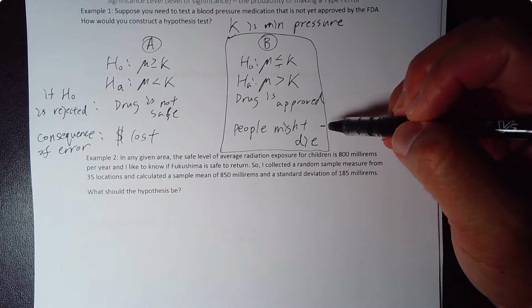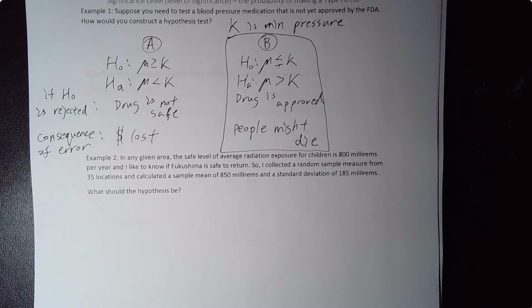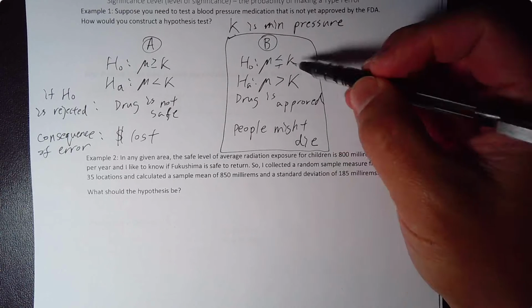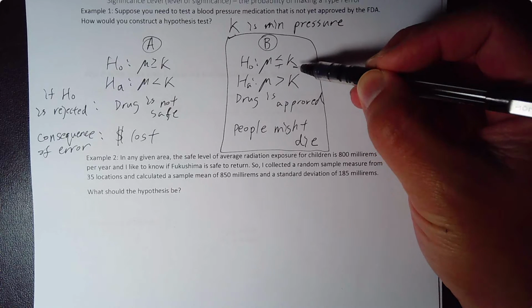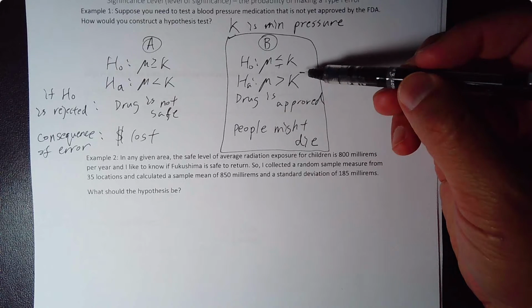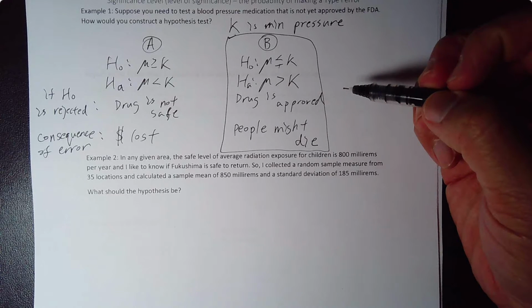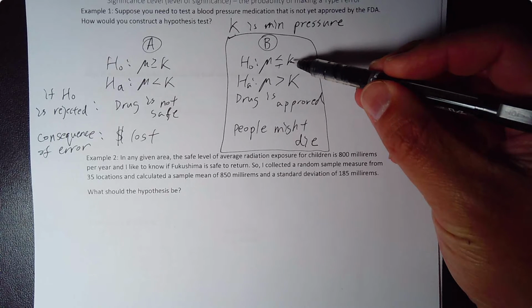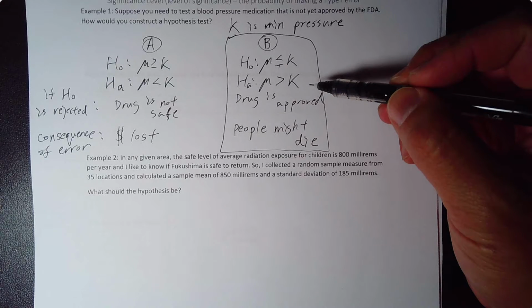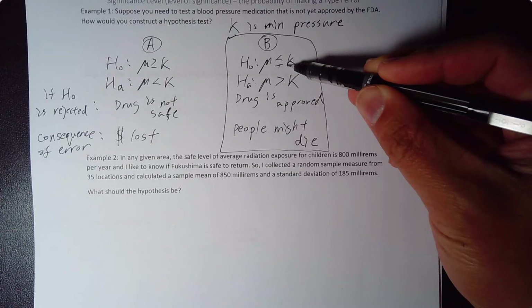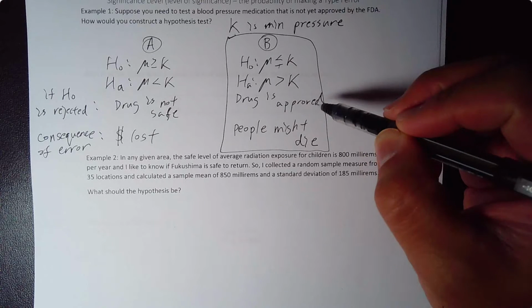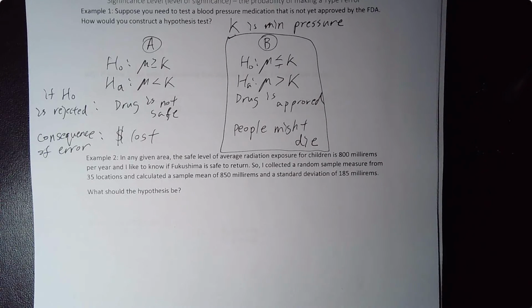I can choose a very small alpha. If I want to be very careful, I can choose a very small alpha, and that makes it very unlikely to reject the null hypothesis. In other words, if I choose a very small alpha, then I will need very strong evidence to reject the null hypothesis. So that way I can be sure, or at least I can try to be as careful as possible, not to approve a drug that is actually harmful.